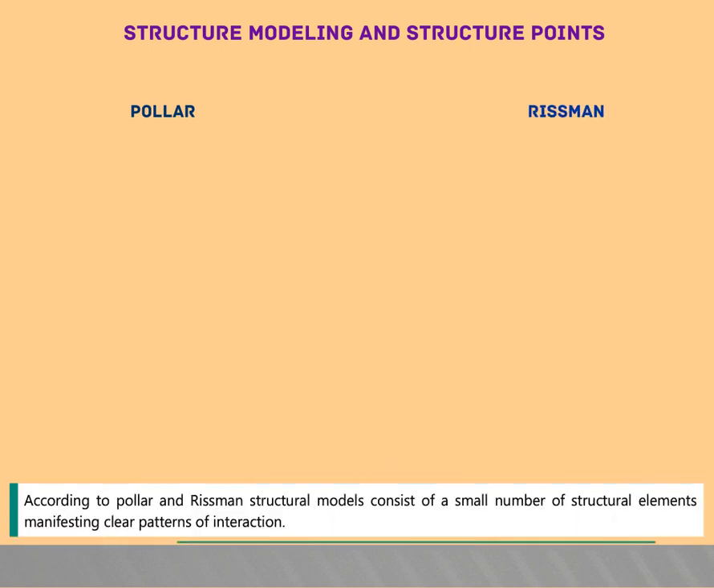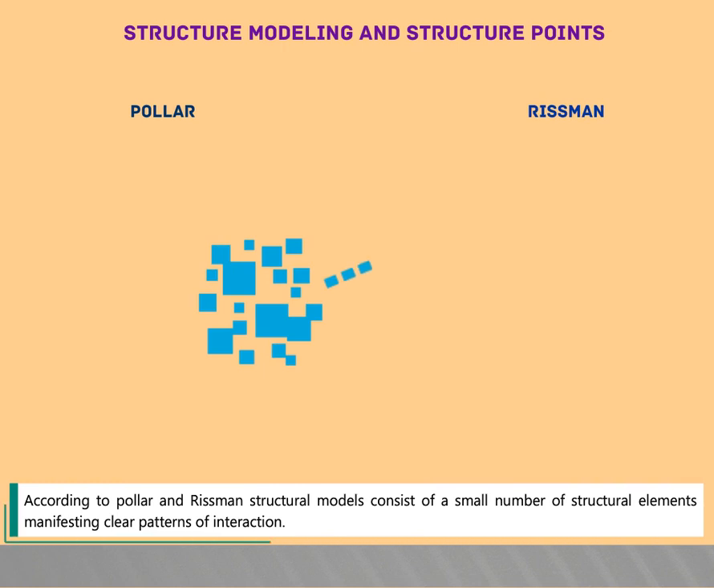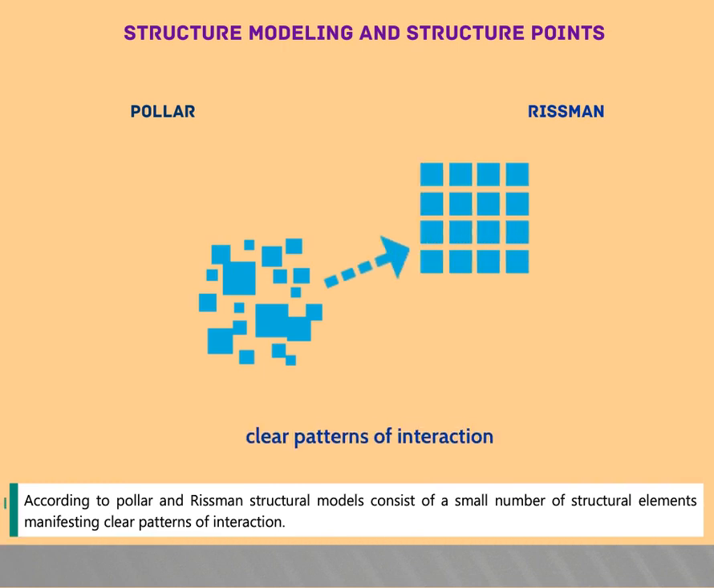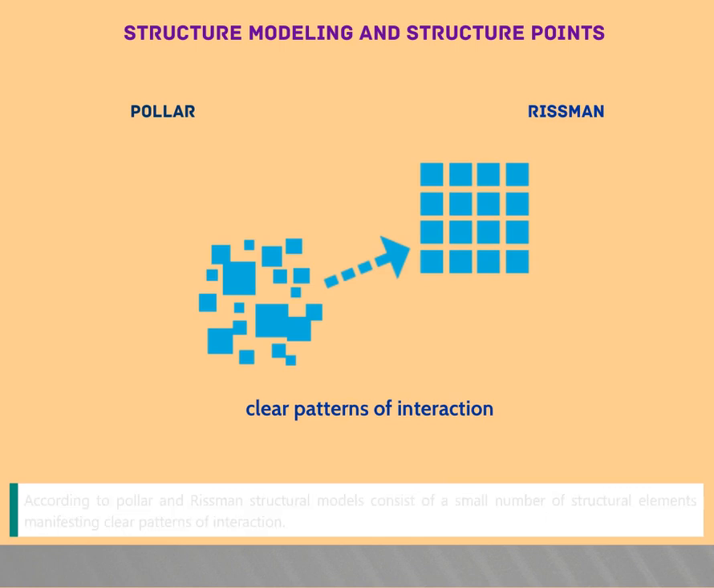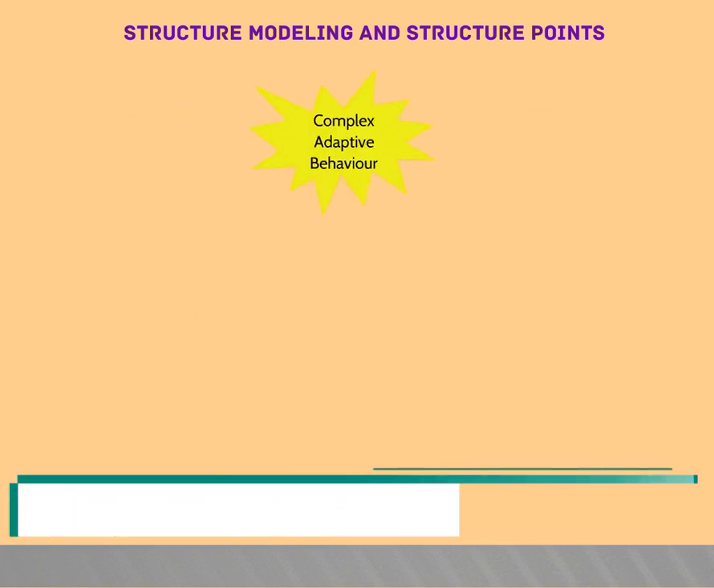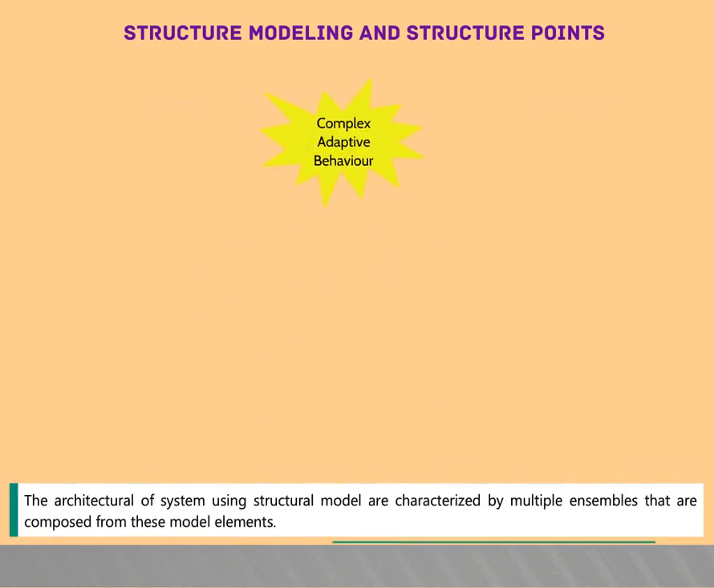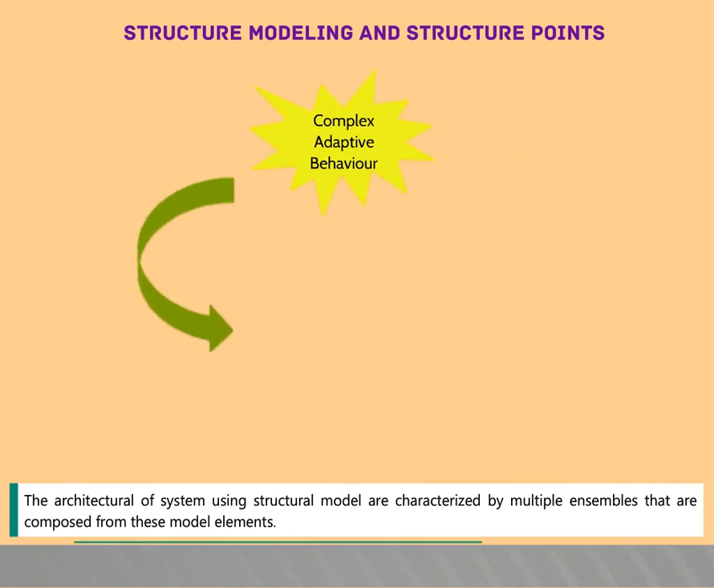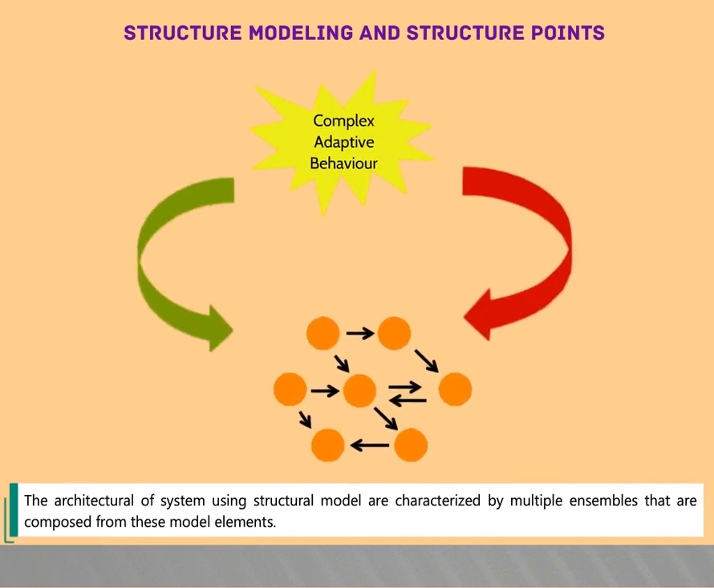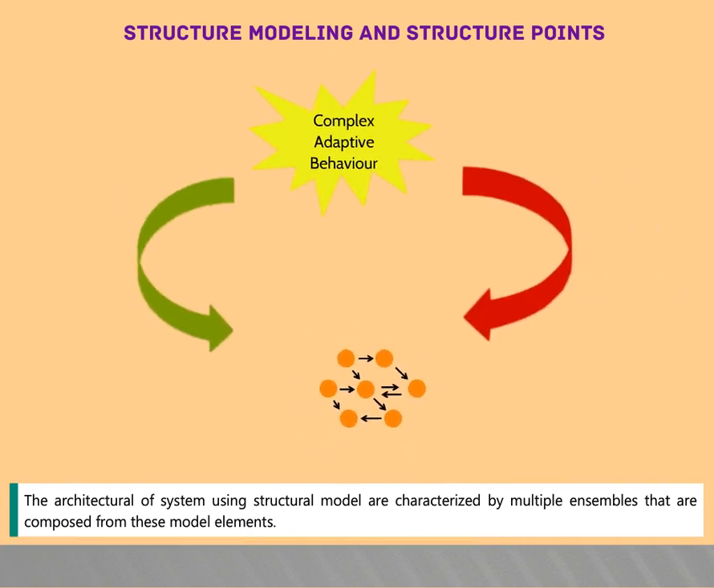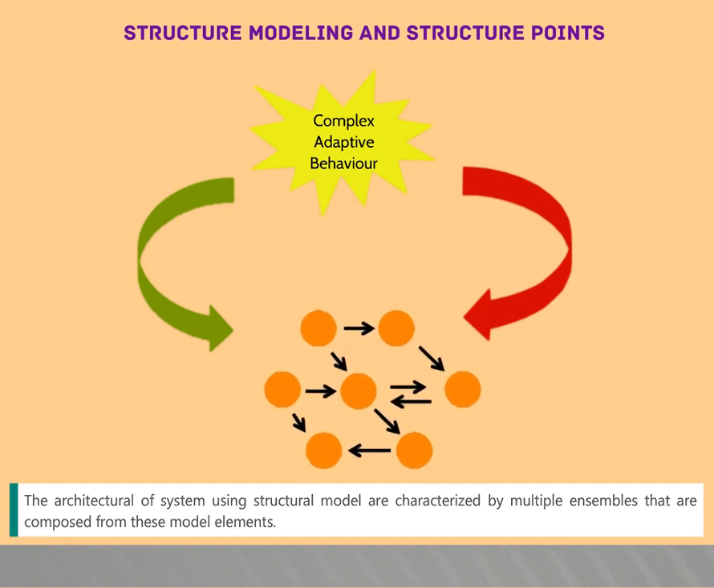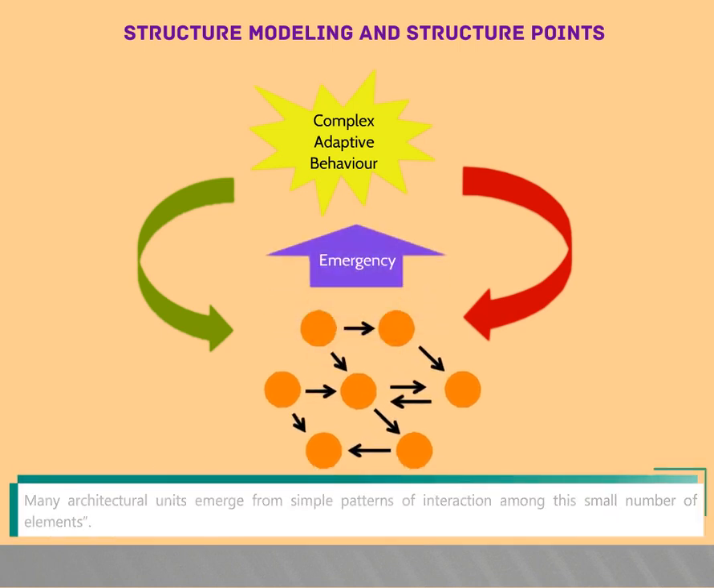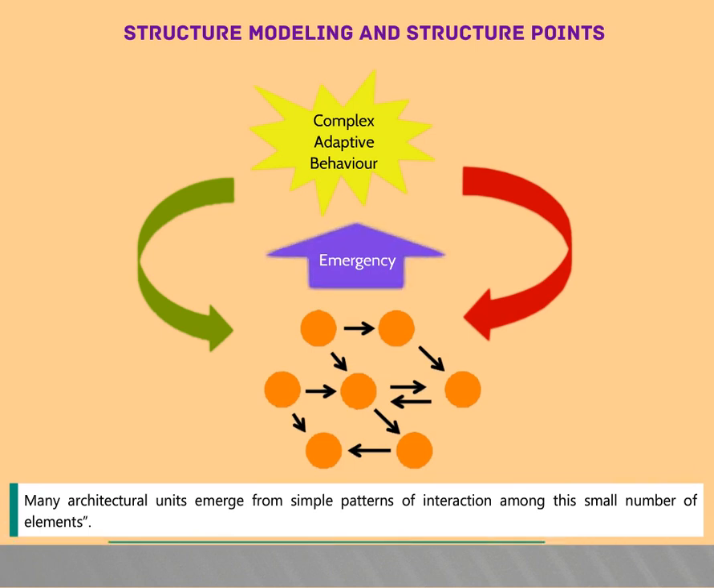According to Polar and Rismann, a structural model consists of a small number of structural elements manifesting clear patterns of interaction. The architectures of systems using a structural model are characterized by multiple ensembles that are composed from these model elements. Many architectural units emerge from simple patterns of interaction among this small number of elements.